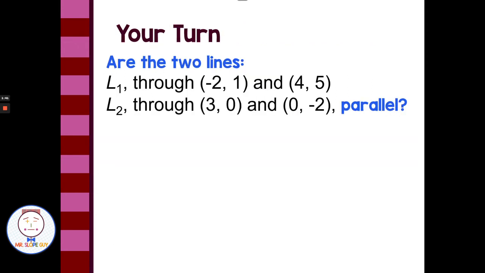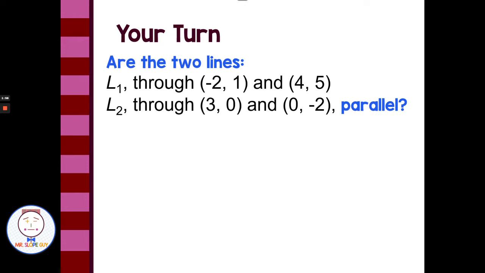All right, you guys try this one on your own. See if you can determine if line 1 that goes through (-2, 1) and (4, 5), and line 2 that goes through (3, 0) and (0, -2), are parallel. Pause the video here and come back.